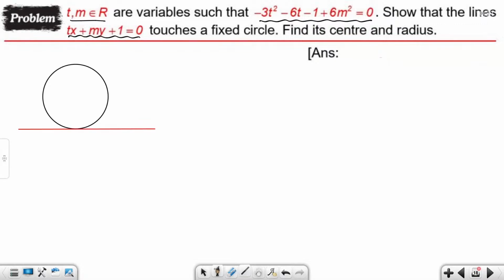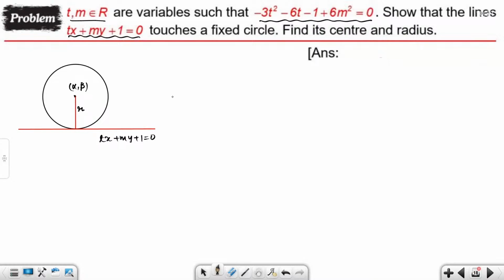Now, let us say the center of this circle be (alpha, beta) and the radius be r. This is the radius I have joined. This is actually the normal because I have joined the center with the point of contact. So this is my radius r, and the equation of this line is tx + my + 1 = 0.